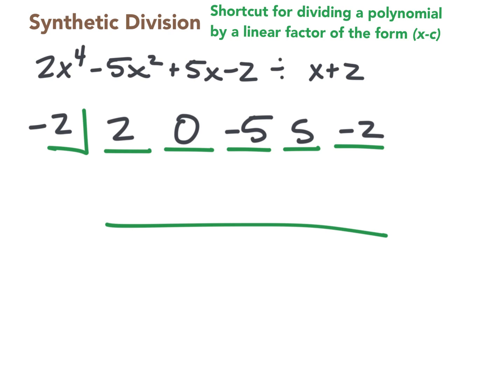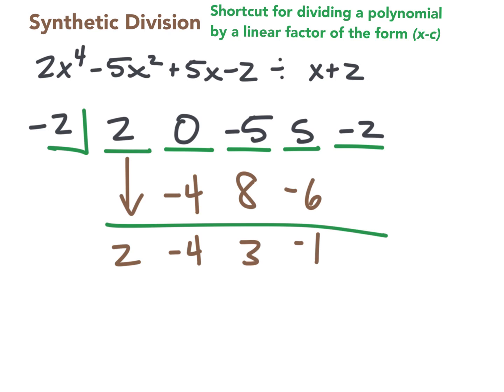And so then the process, if you don't remember this from Algebra 2, just do a quick Google search on synthetic division. The first number always drops down. These numbers get multiplied. And then we just add these two numbers, negative 4. Again, multiply that by negative 2. We get 8. Add these two numbers, 3. Multiply by negative 2. All right? And we just keep going. And then this last number is our remainder.